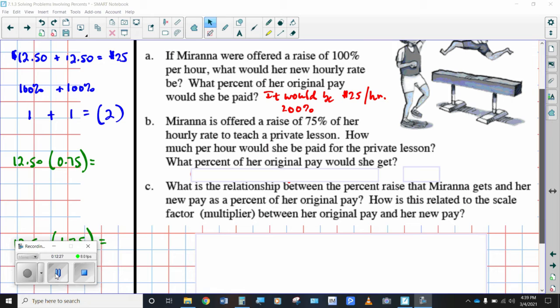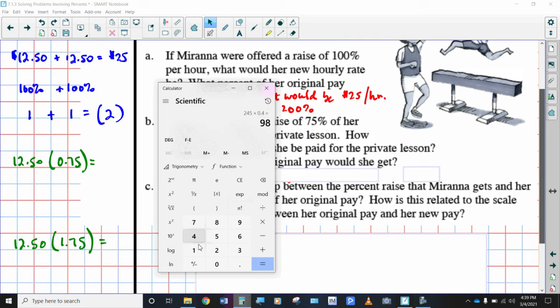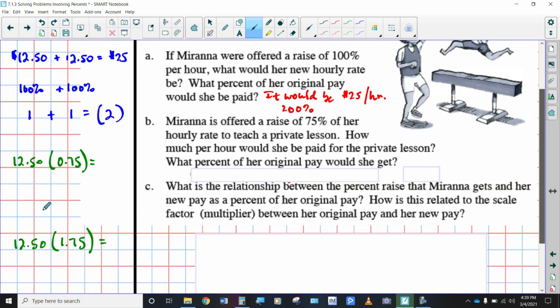All right, let's see how you did. So first off, if you want to figure out the amount of the raise, we have to figure out what 75% of $12.50 is. So I'm going to use 0.75 as my multiplier, and take $12.50 and multiply that times 0.75. That gives me 9.375, which I think we should round up.